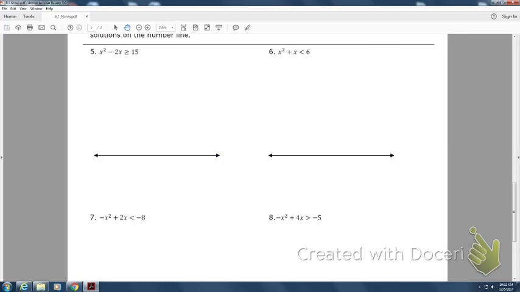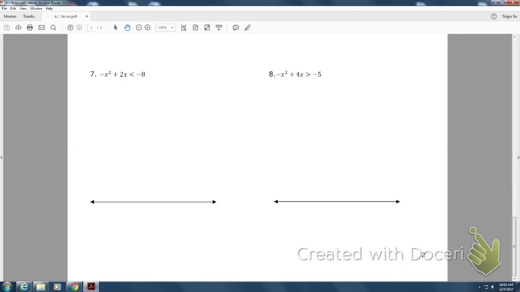Let's go down to 7 and 8. Now I'm going to get you started on 7, then I'm going to let you take over. And 8 is pretty similar, because there's one step at the beginning that's a little tricky that we just haven't seen a lot of. So, the very first step is the same. I need to add 8.